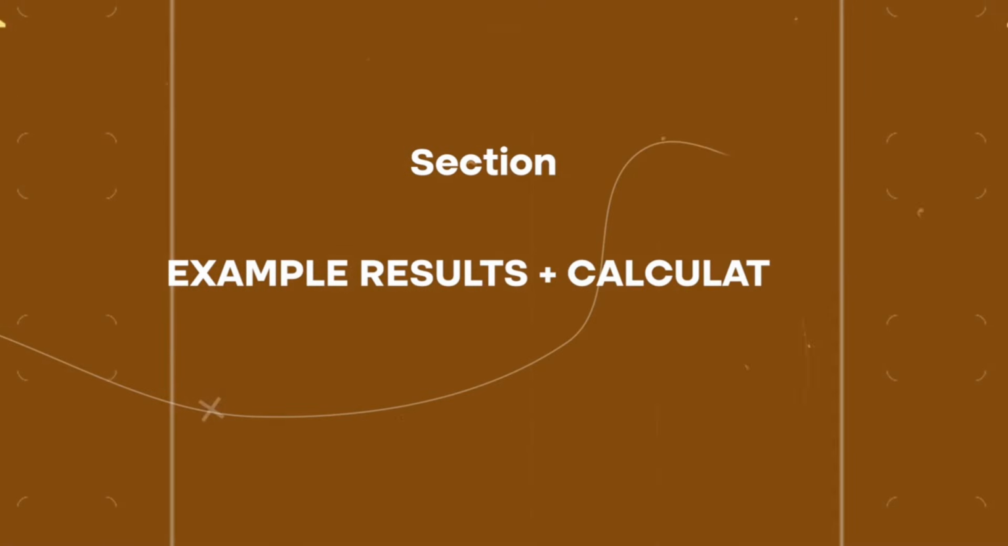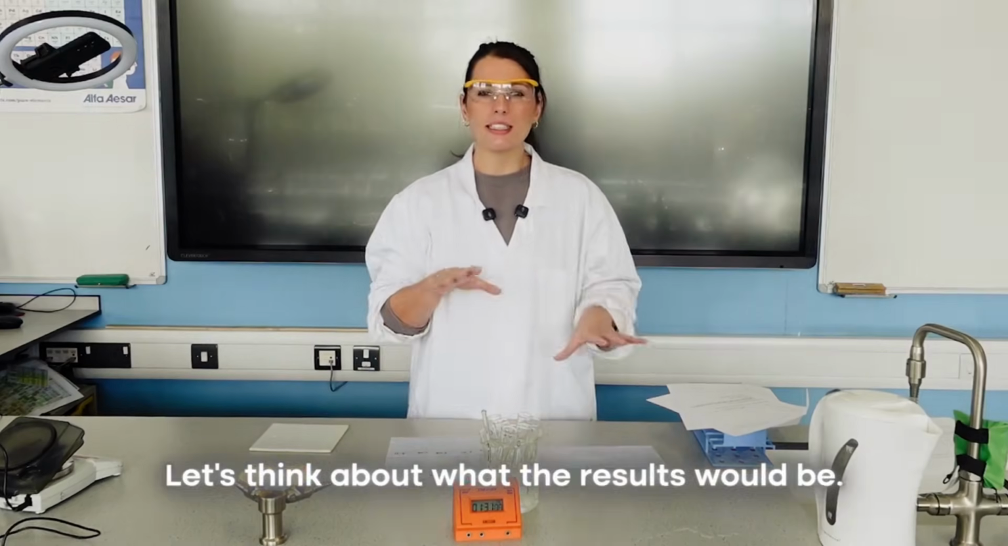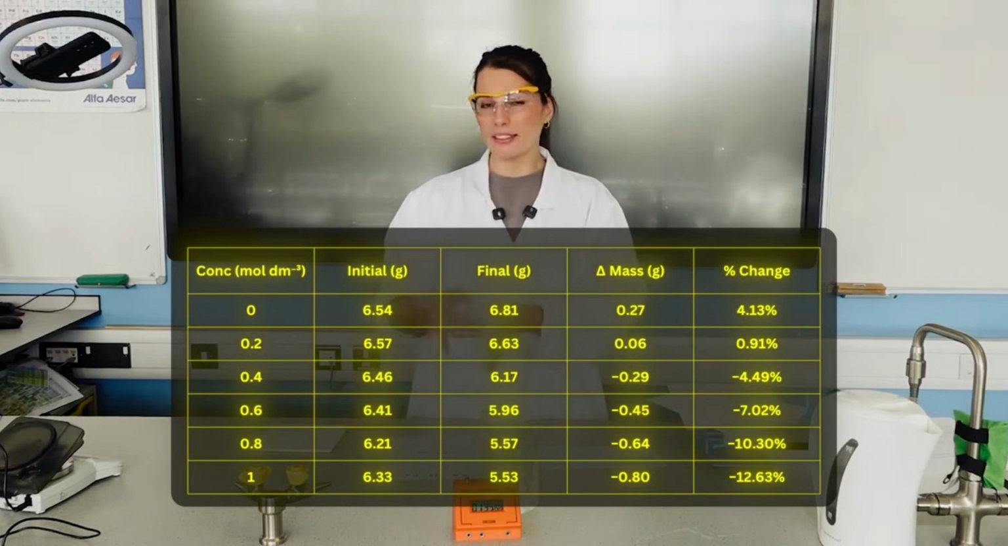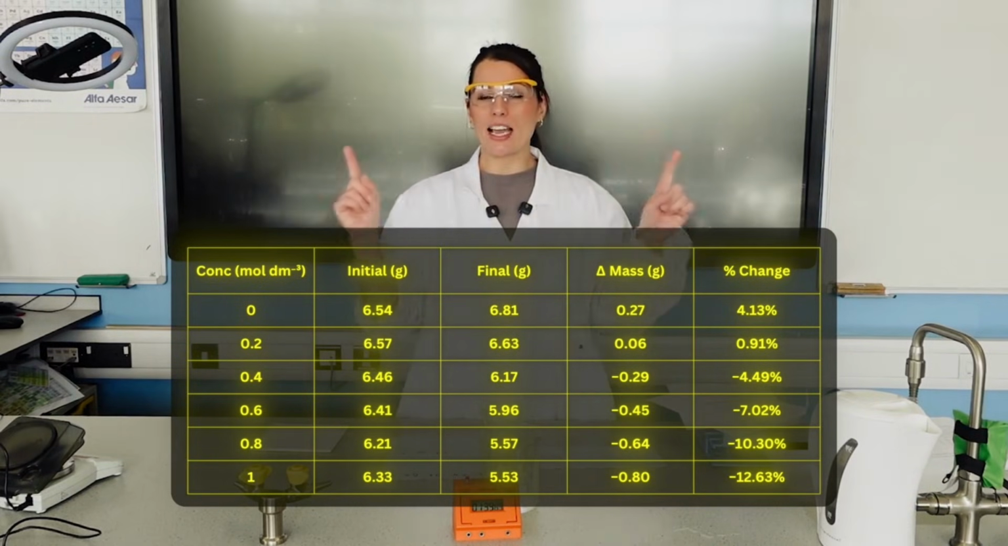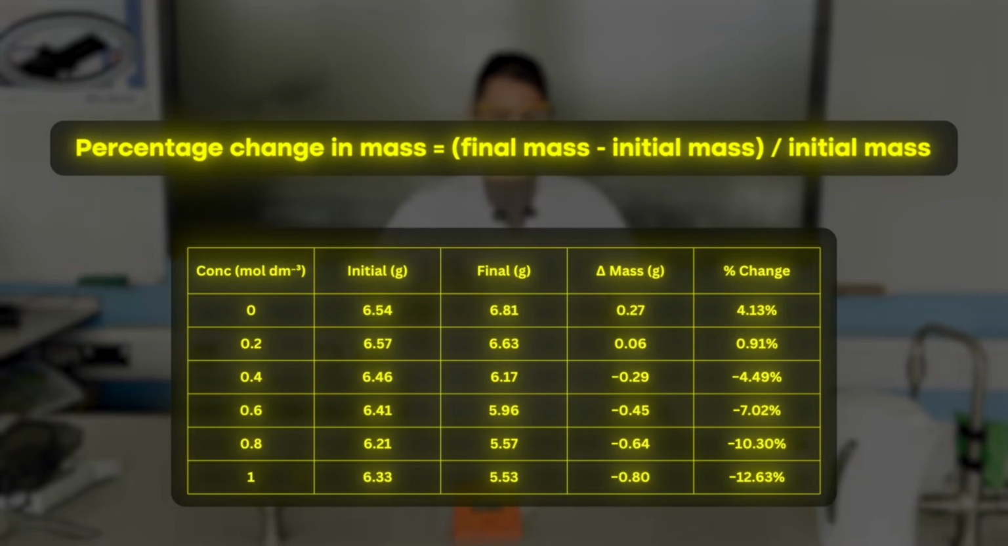So while we're waiting for osmosis to happen to be able to actually see any impact on the masses, let's think about what the results would be. So students are going to measure the initial mass and the final mass, and then they work out the percentage change. And this is how students would calculate the percentage change. The equation: percentage change in mass = (final mass minus initial mass) divided by initial mass.